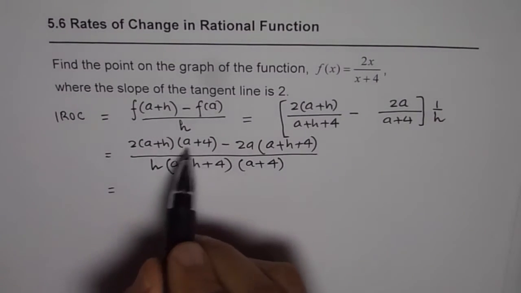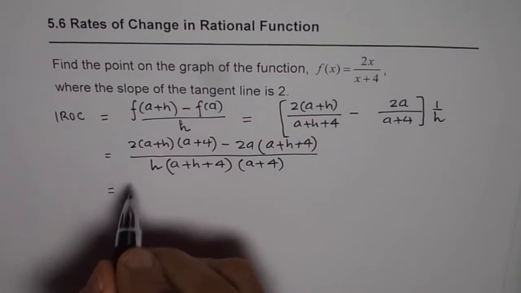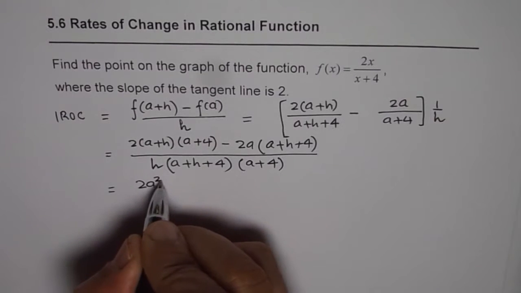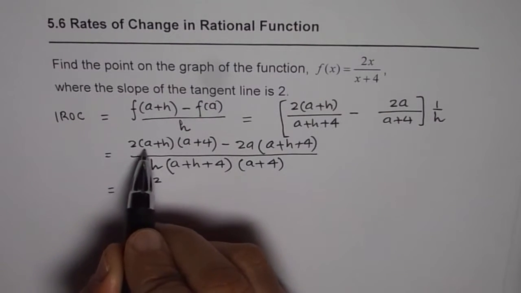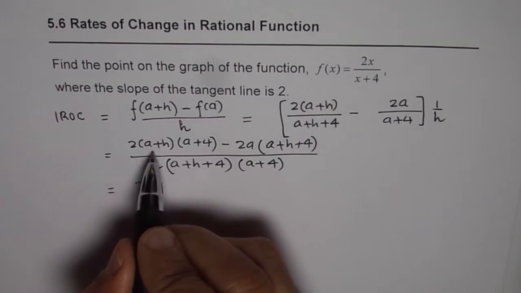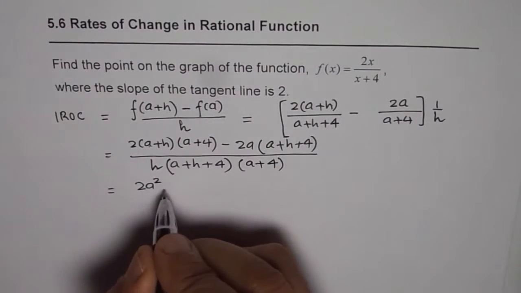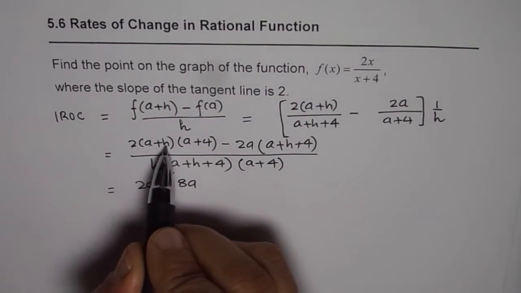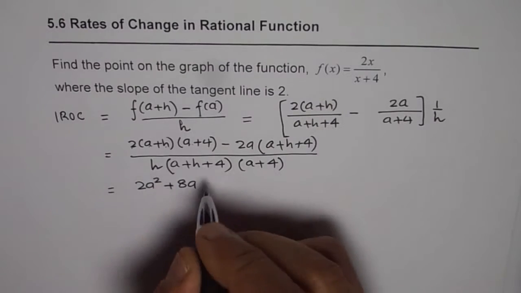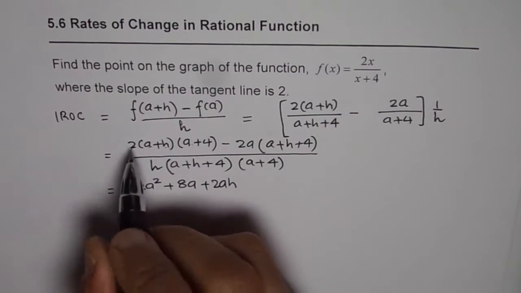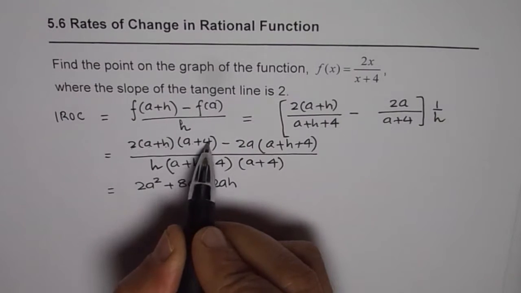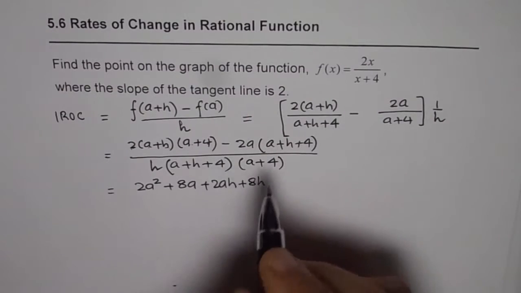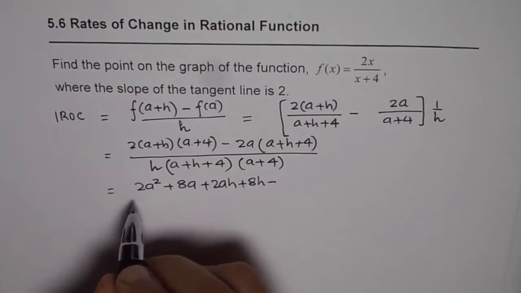Now let us expand. So we get 2a square. I'm multiplying by 2 also at the same time, okay? Then 2a times 4, which is plus 8a, is that okay? Now 2h and a, so 2ah plus 2ah. Then 2 times h times 4, which is 8h plus 8h. You should do one by one, okay? Not like this. Now I'm just trying to save some space.